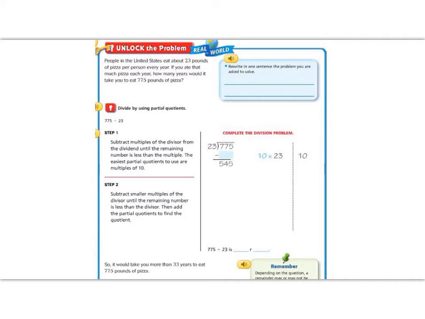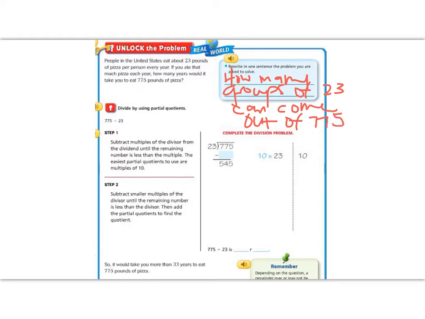So how many groups of 23 can come out of 775? My writing doesn't fit inside that blue box because it's really hard to write on the iPad, but please try to keep your handwriting as neat as possible.